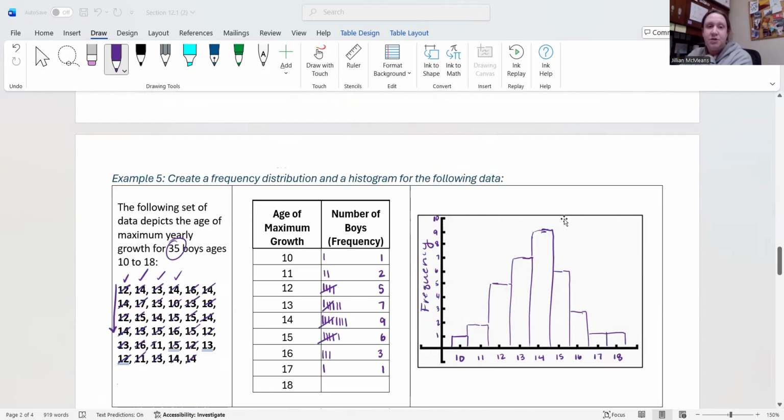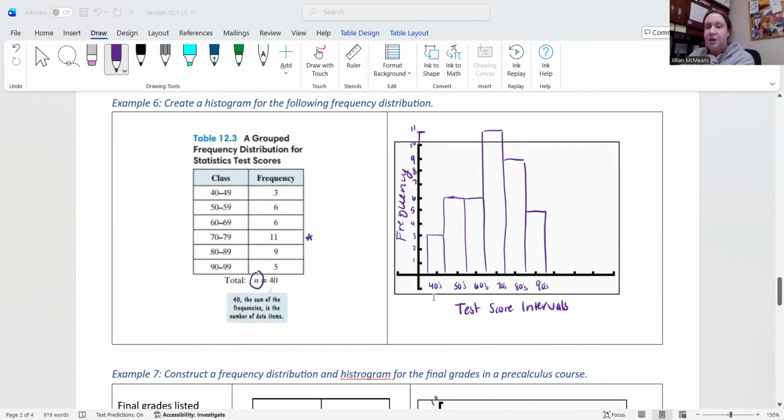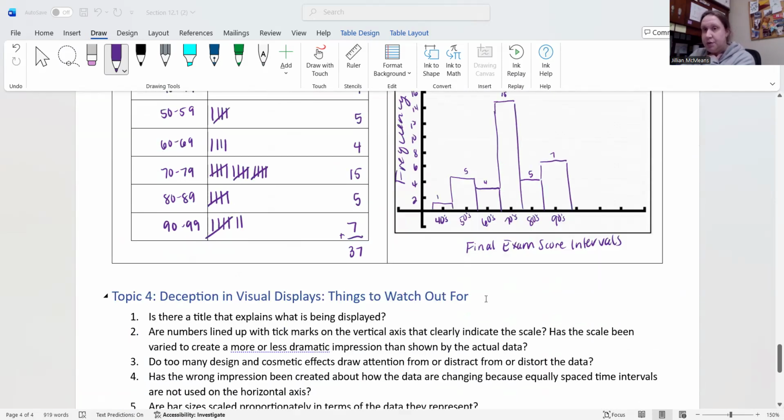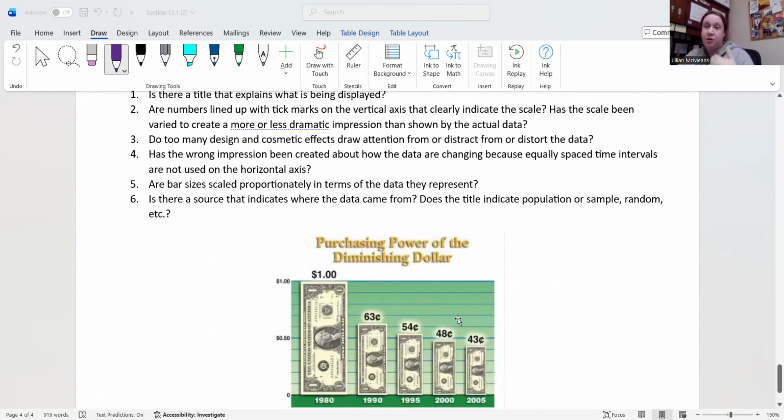But down here for the histograms, we knew we were talking about the age of maximum growth. You could kind of get an idea of what was going on from the labels on the X and Y axis. Same thing for the test scores, the final grades, and then again the exam scores. Okay, but you want to make sure you tell your reader what your visual display is all about. Okay, and then our numbers lined up with tick marks on the vertical axis that clearly indicate the scale.